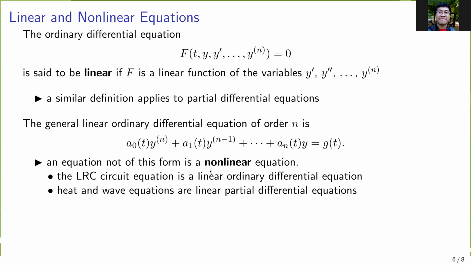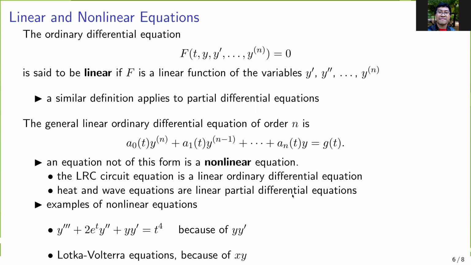For example, the LRC circuit and heat and wave equations are linear. The first is a linear ordinary differential equation. The second is a linear partial differential equation. In the previous slide, I mentioned this example. This is not linear because there's a product of y and y prime. The Lotka-Volterra equations are not linear because of the product of x and y.